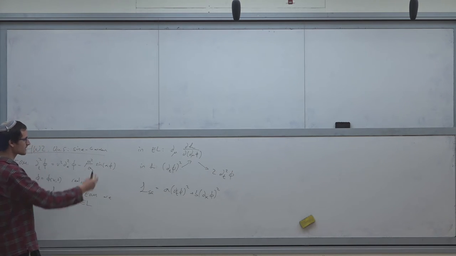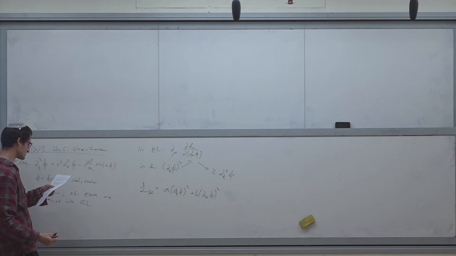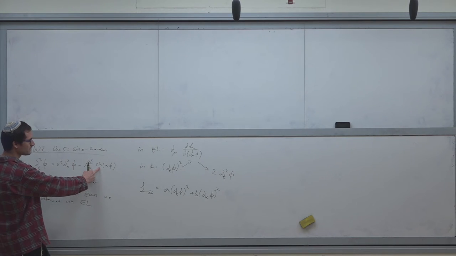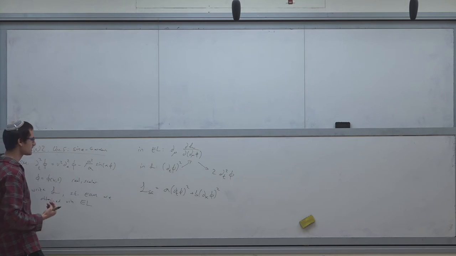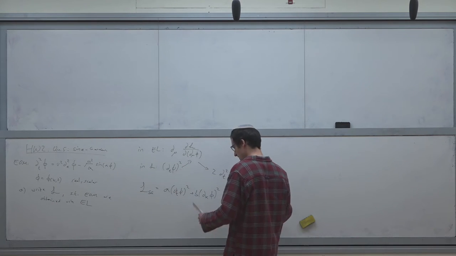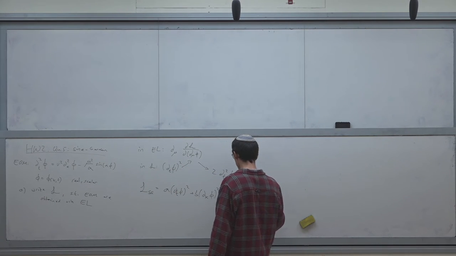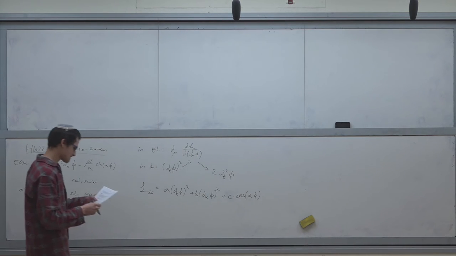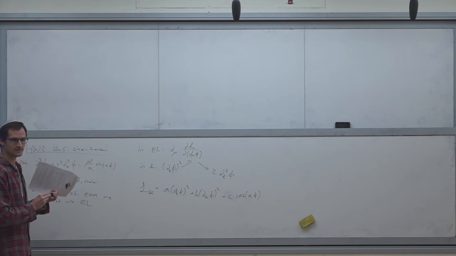And for this, I have to use the second part of Euler Lagrange, which is just the derivative with respect to the coordinate itself. And if there's a sine here, there must be a cosine in the Lagrangian. So we'll take some other constant C times the cosine of alpha phi. So this could be your initial guess.